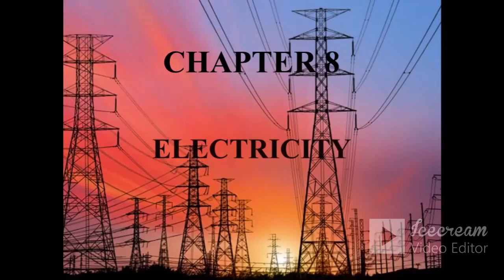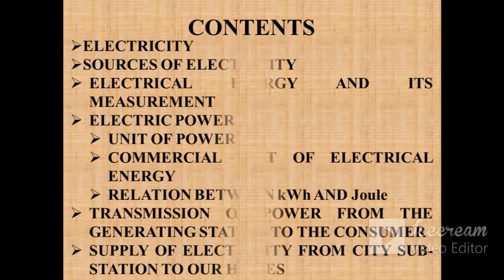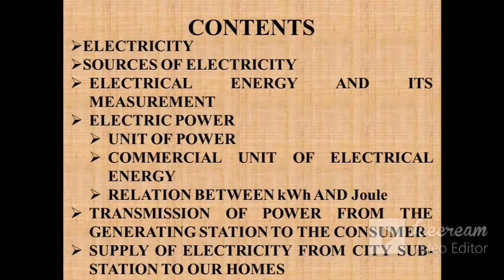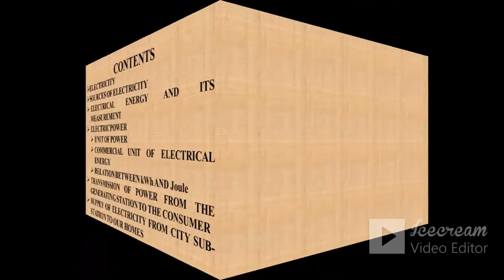So we have started this chapter, electricity, and in this chapter we have discussed the following content so far. We have discussed electricity, the various sources of electricity, electrical energy and its measurement, electric power, the various types of units of power, then transmission of the power from generating station to the consumer, and supply of electricity from city substation to our homes.